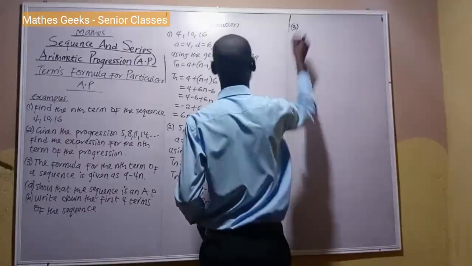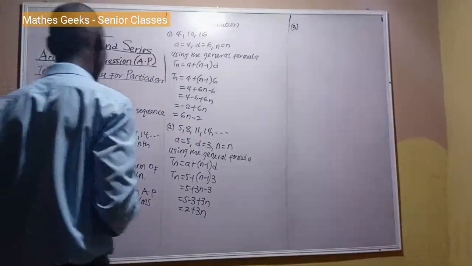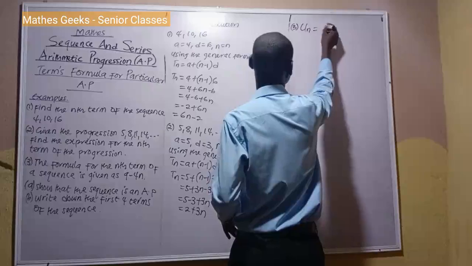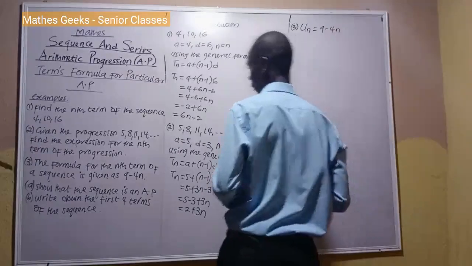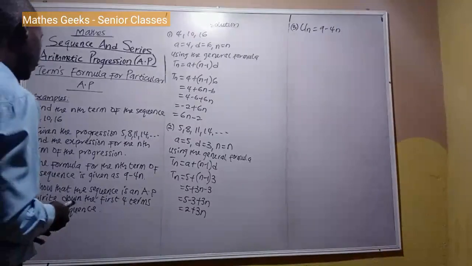Number 2. The formula for the nth term of a sequence is given as Un equals 9 minus 4n. That's the formula. The question says, show that the sequence is an AP.